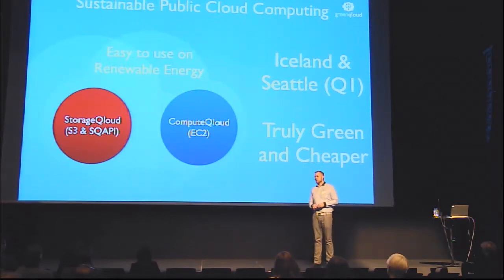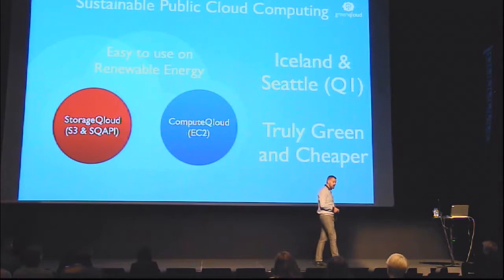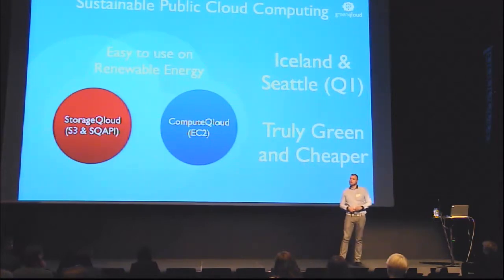Iceland is particularly well suited for this because we're the only country in the world with a 100% renewable energy grid. But we've also found other places. And GreenCloud is, for example, now opening in Seattle, which has about a 98% renewable energy grid. Governments are asking us if we can come to their country, like Canada, it's 96% renewable energy. Tasmania has about 87% renewable energy. Brazil has over 80% renewable energy.